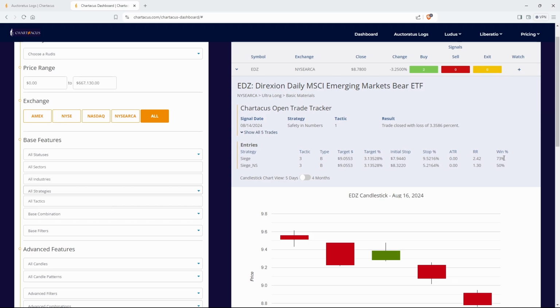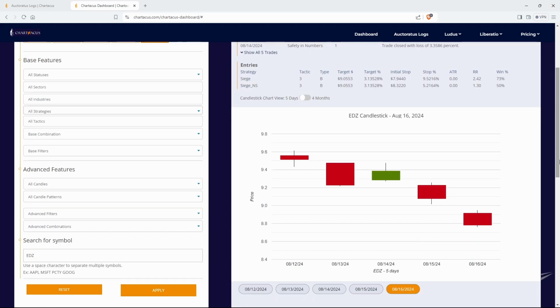Look at the entry section. There were 2 signals today, right here. But as you see, only one, the Siege Tactic 3, has a good enough RR and win percentage to justify the review. Now look at the 5-day chart. It pretty much has been declining as the general markets have been going up the last 5 days. Makes sense, right? Because this is betting on if emerging markets are declining. And so far, the last few days or the last week, I would say, markets globally have been increasing.